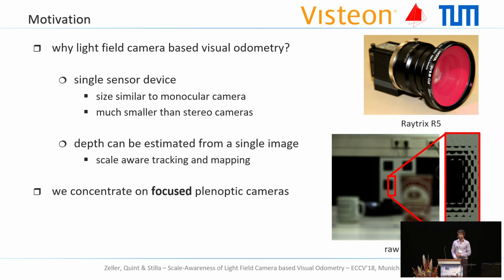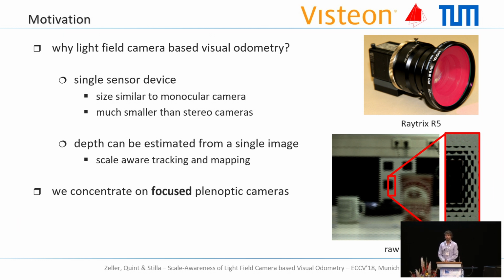First, I want to give a short motivation why we actually wanted to do visual odometry with the light field camera. Basically, what we have is a single sensor device, which is similar in size to a regular camera, and therefore much smaller than, for example, stereo cameras. The advantage of such a light field camera is that we actually get depth information out of a single image. Here on the right side, you can see the image which is recorded by such a light field camera, and therefore, at least in theory, we should be able to also retrieve the scale of our scene when we do tracking and mapping.